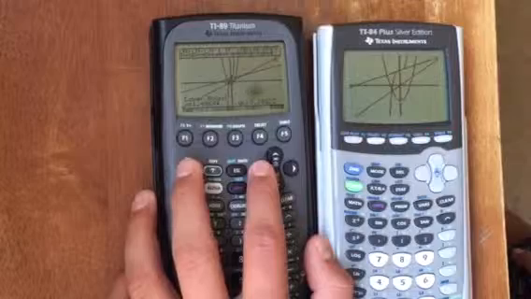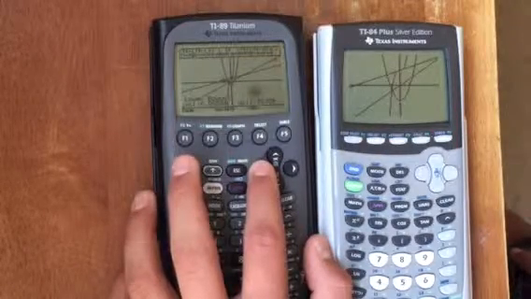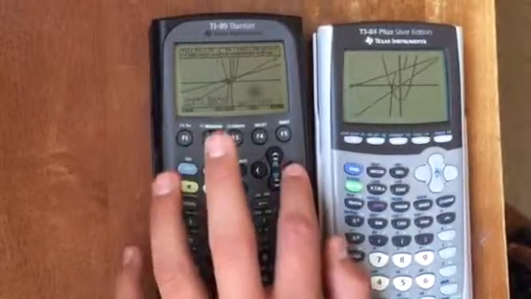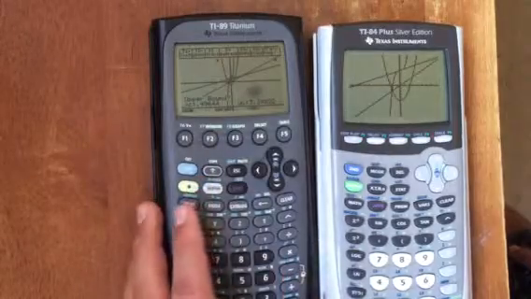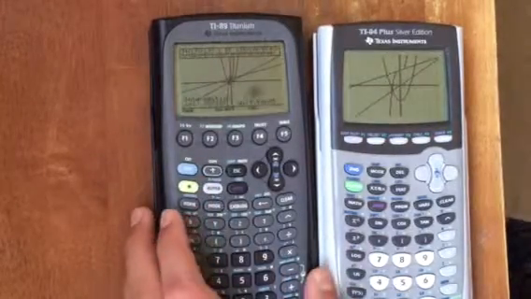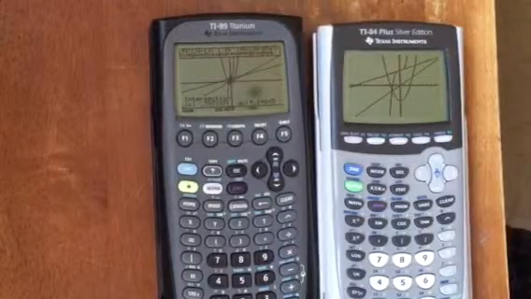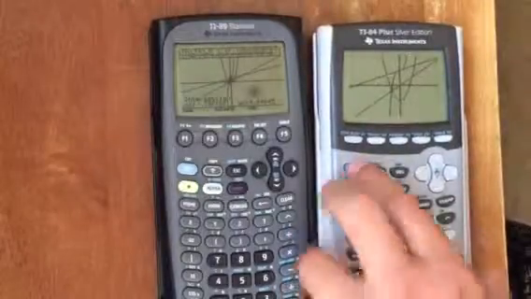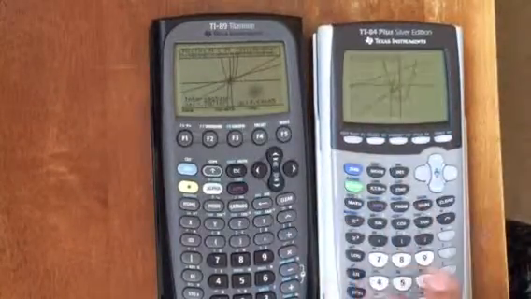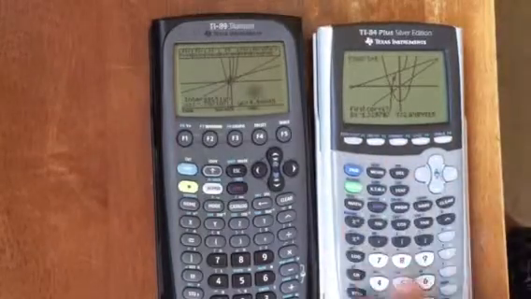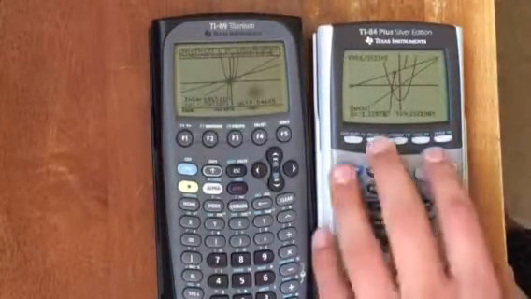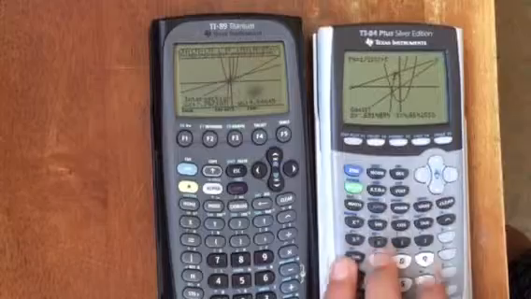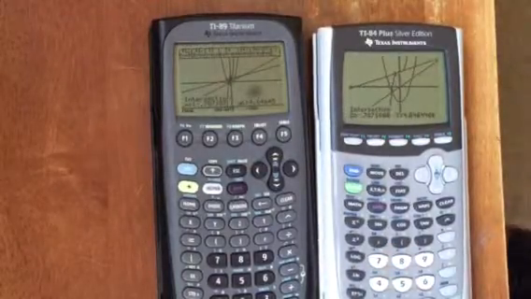So let's see. Have our lower bound be like there. We'll have our upper bound be like there. That's going to give us -0.707, 4.64. Now let's check that on this one. So we're going to hit second calc, go to intersect, y3, y4, remember use the down arrows, and our guess, let's go like right there-ish. There we go, same answer.